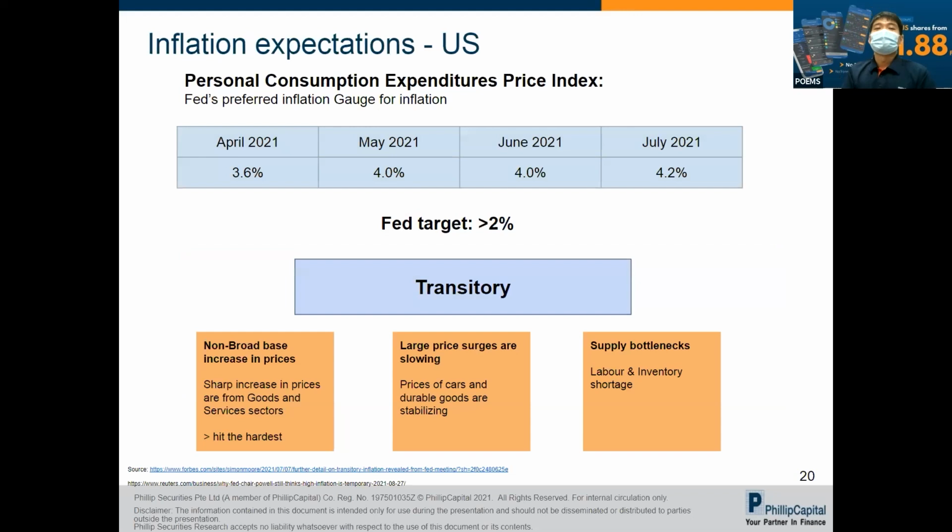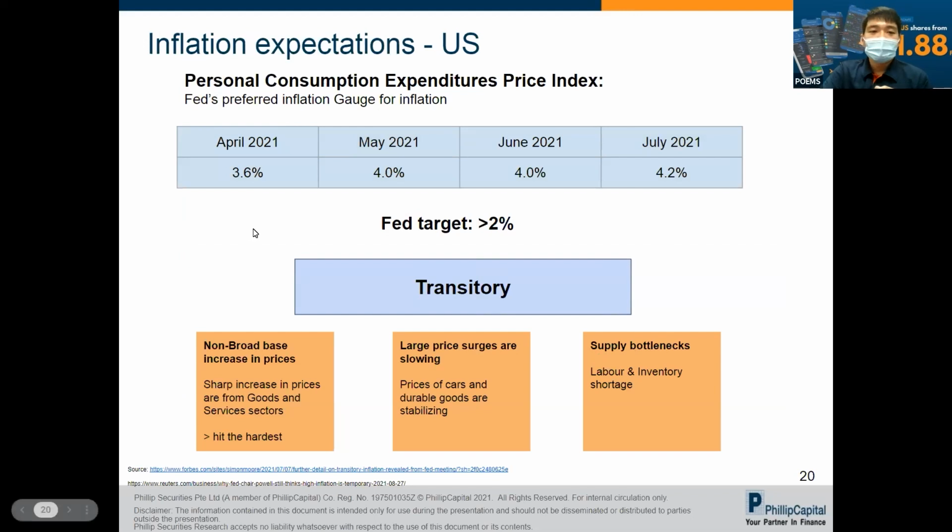And when you're talking about investing in the US, the hot topic for the last few months has been inflation. When talking about inflation, we have to look at the personal consumption expenditure price index. It is the preferred gauge of the Federal Reserve, the US central bank.